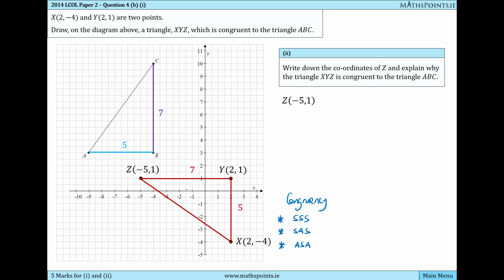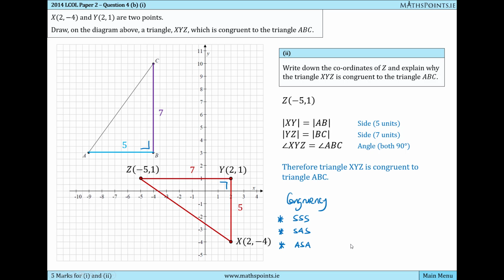So if we take our two triangles, we can see that XY is equal to AB. They're both of length 5 units. YZ is equal to BC. They're both of length 7 units. And finally, angle XYZ and angle ABC are equal because they're both 90 degrees. So we meet one of the conditions for congruency, that 2 of the sides and an angle are the same, side, angle, side, and therefore triangle XYZ is congruent to triangle ABC.